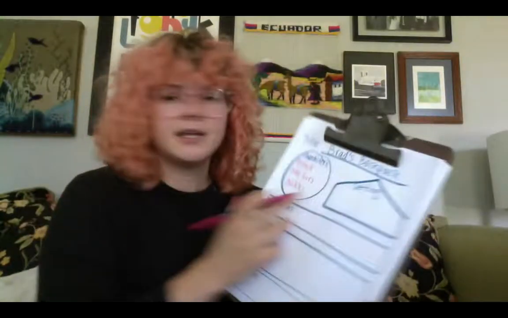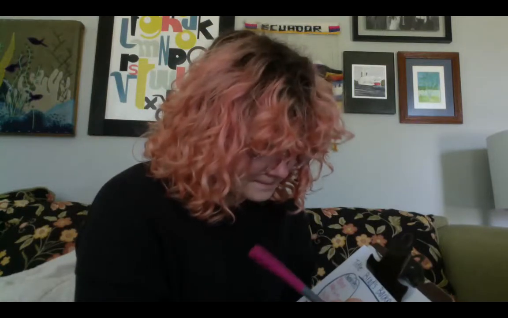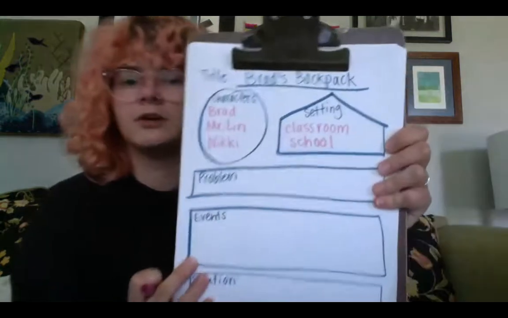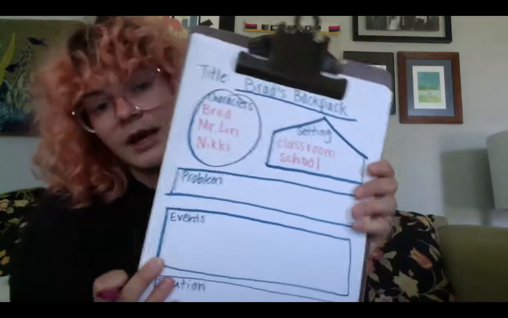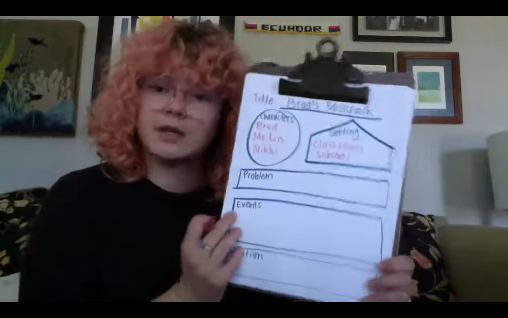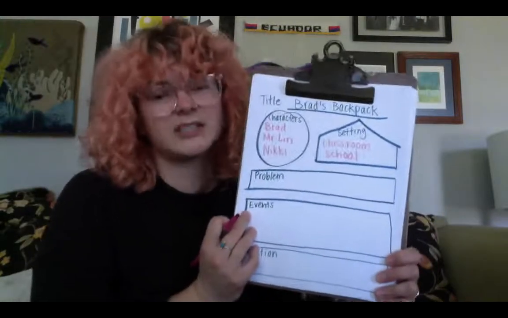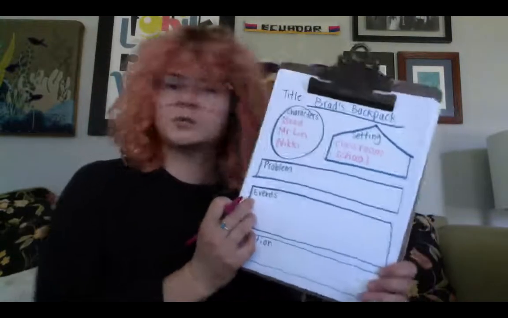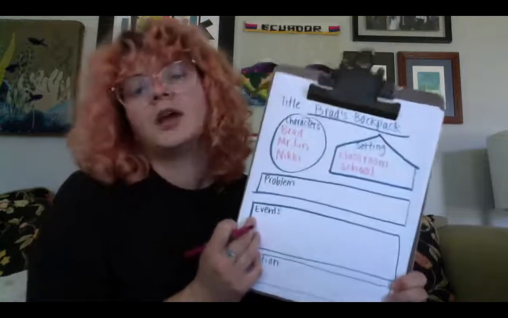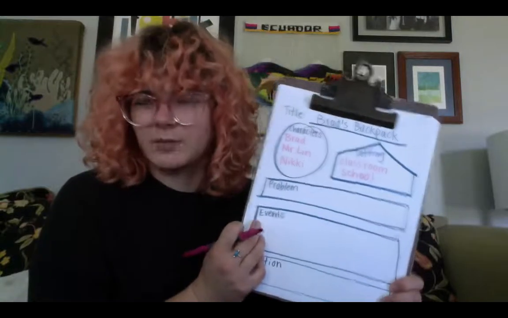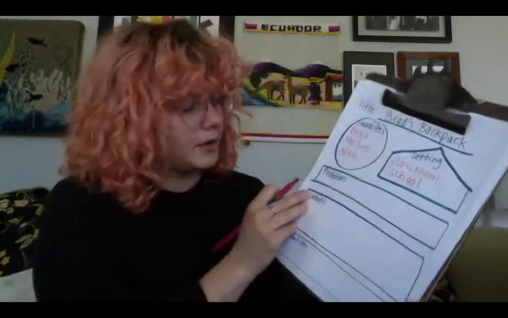Okay, what's the setting? We said that it was a classroom. We could add that it's in a school, probably, or people just know that a classroom is in a school. If you forget, you go back to your text and you look and see, where does this story take place? Sometimes it doesn't say this story takes place in a forest. It might just be obvious kind of based on what's happening.